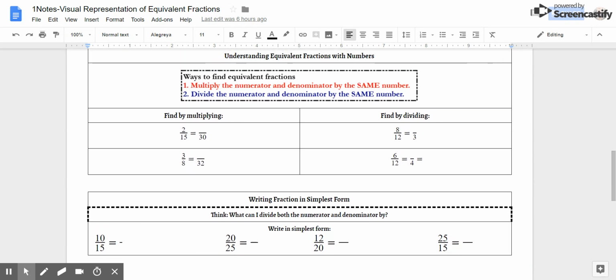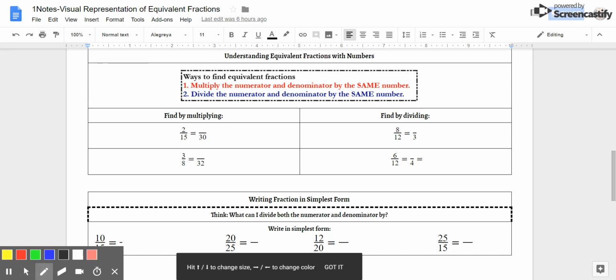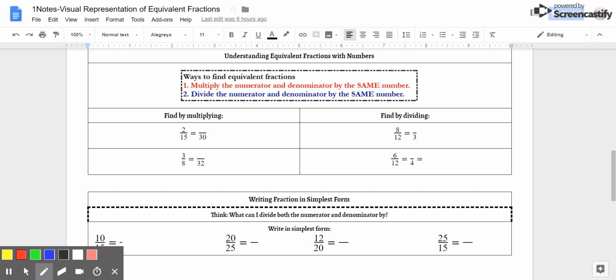Okay, and now we're just going to do it with numbers, and we're not going to worry about what it looks like. So there's 2 ways to find equivalent fractions. We can either multiply or we can divide. First, we're going to try by multiplying. So we've actually already kind of said the rules. Whatever I do on the bottom, I have to do on the top. So multiply the numerator and denominator by the same number.